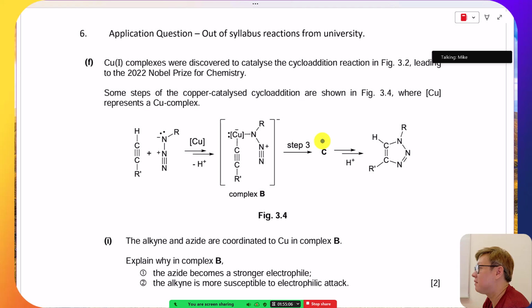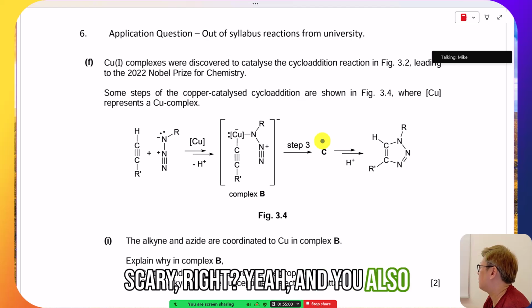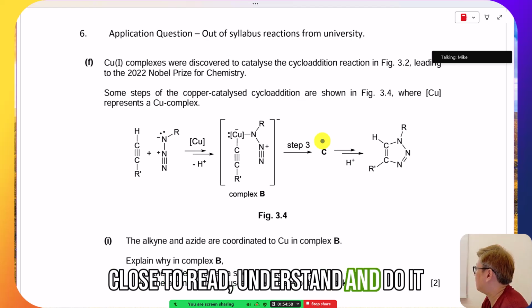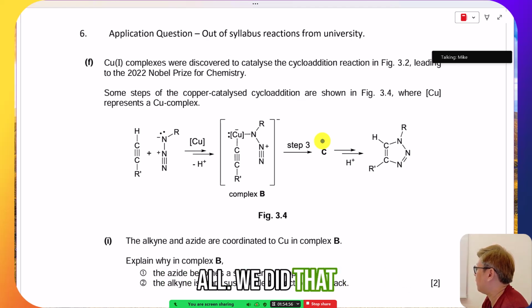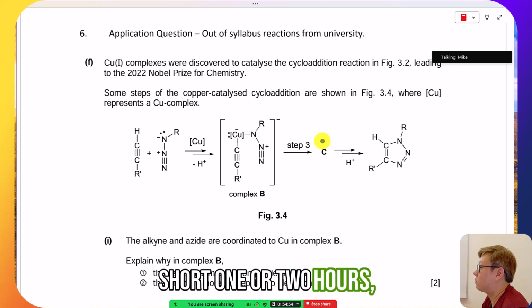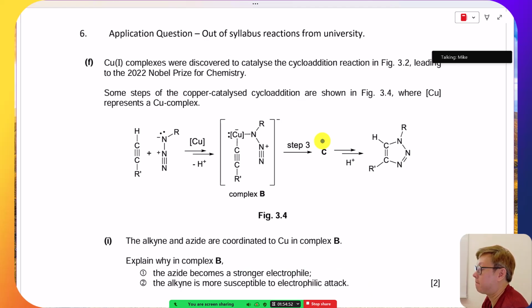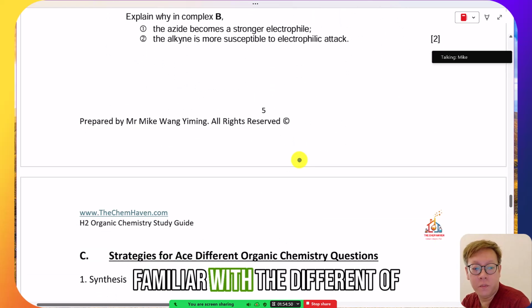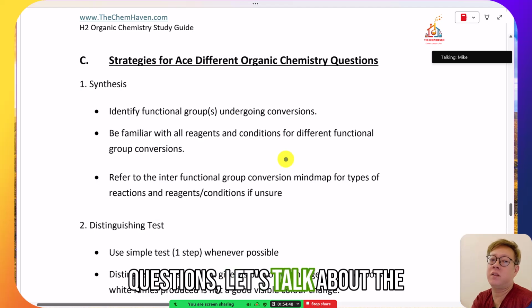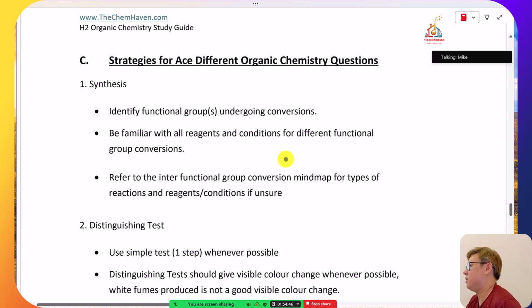And usually this is the first time you see it, in the exam, and the last time. Scary, right? And you're supposed to read, understand, and do it all within that short 1 or 2 hours. Alright, so now that you are familiar with the different types of question, let's talk about the strategy.